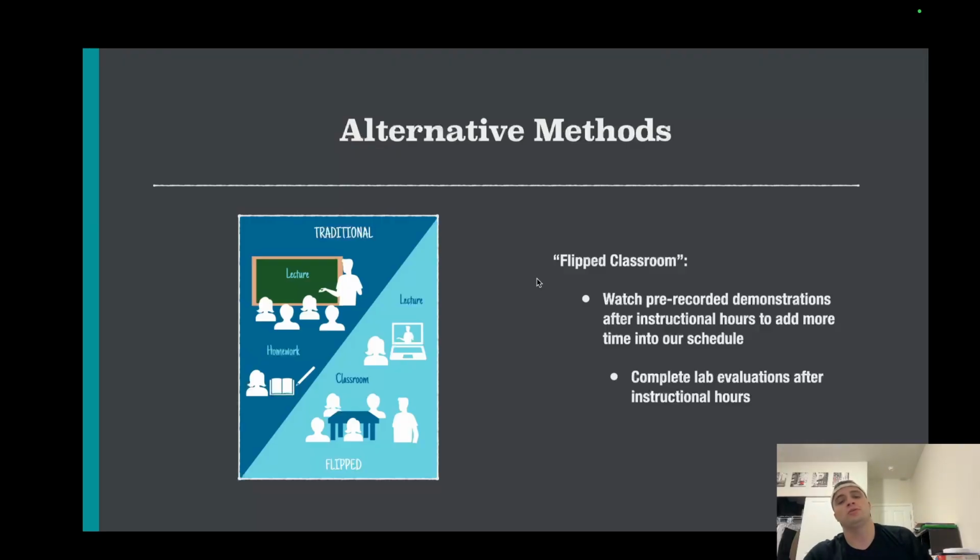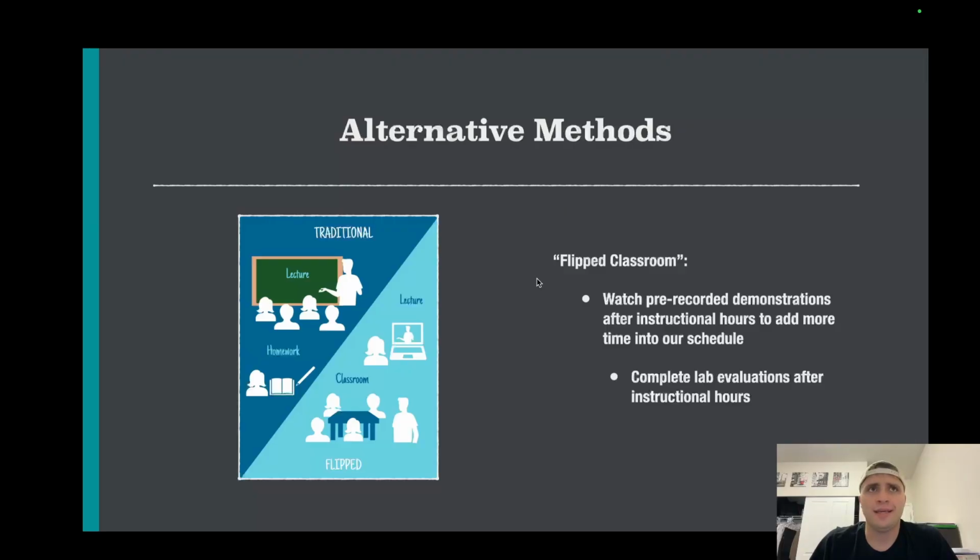Some additional alternative methods to meeting this goal and saving time that would be very helpful is the idea of employing a flipped classroom. This is a strategy that I started to understand more with the help of my colleagues when we did our peer review session.